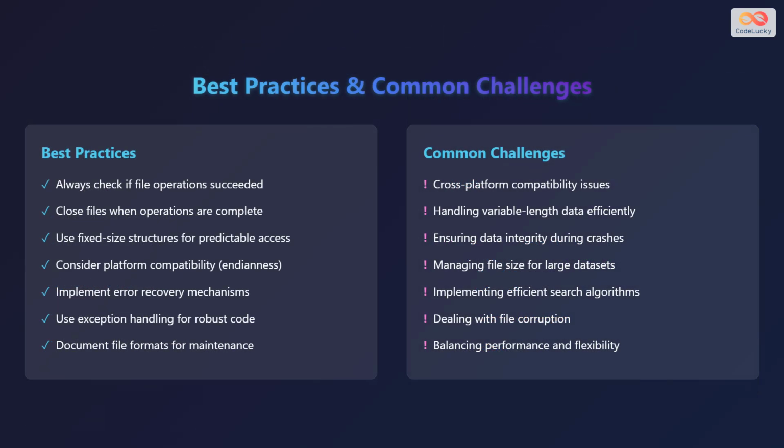To summarize, here are some best practices to follow when working with binary files. Always check if file operations succeeded before proceeding. Ensure that you close files when the operations are complete to free up resources. Use fixed size structures for predictable access and to simplify random access operations. Consider platform compatibility, particularly endianness, to ensure that data is interpreted correctly across different systems.